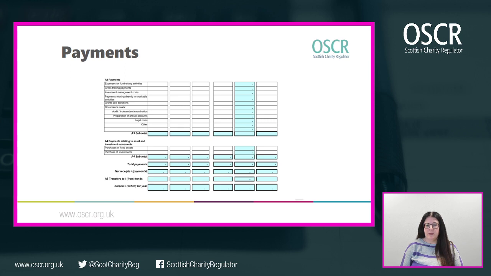Next is investment management costs. So if a charity has maybe a small portfolio of shares, for instance, this would be where you would record the payment made to the investment manager. Then you have payments relating directly to charitable activities, and this is where the majority of your payments are likely to sit in this line here.